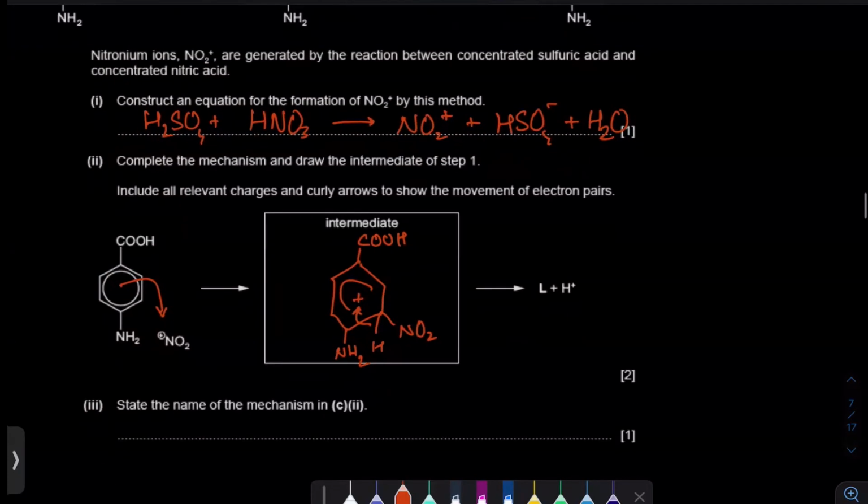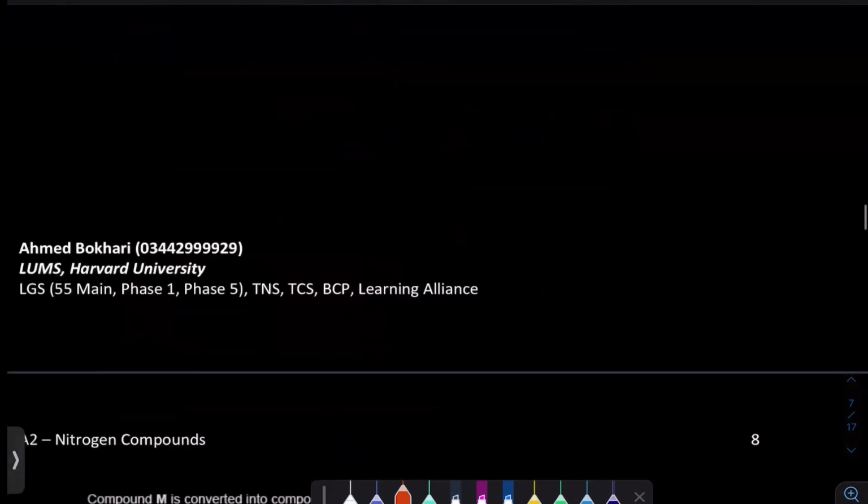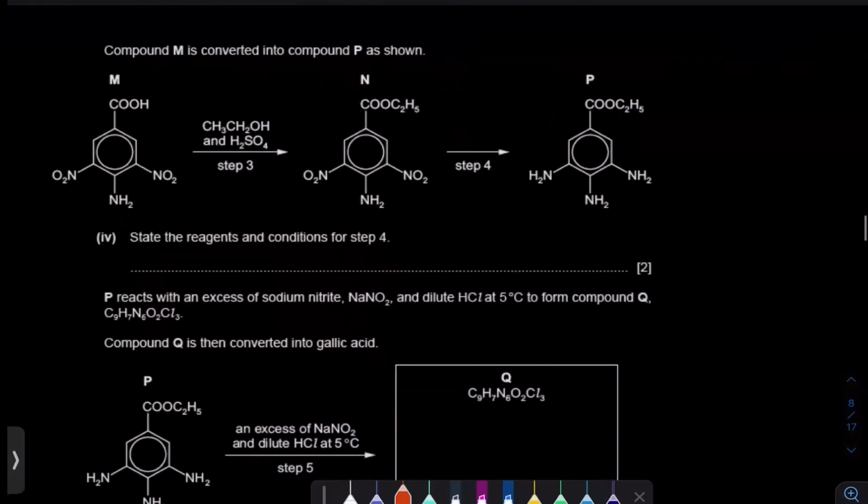State the name of the mechanism. Because they've asked us for the name of the mechanism, we'll tell the full thing. We will not just say substitution, it's electrophilic substitution. So we'll mention the whole thing. If they were asking us about the type of reaction, we could have just said substitution, nitration. Okay, state the reagents and conditions for step 4.